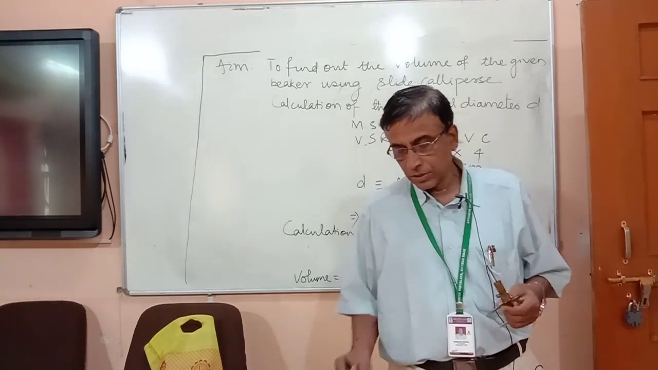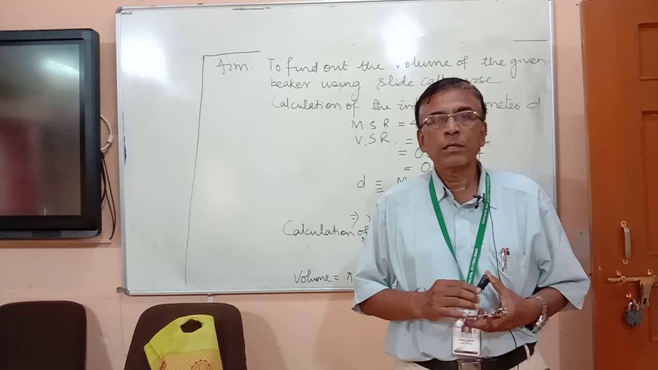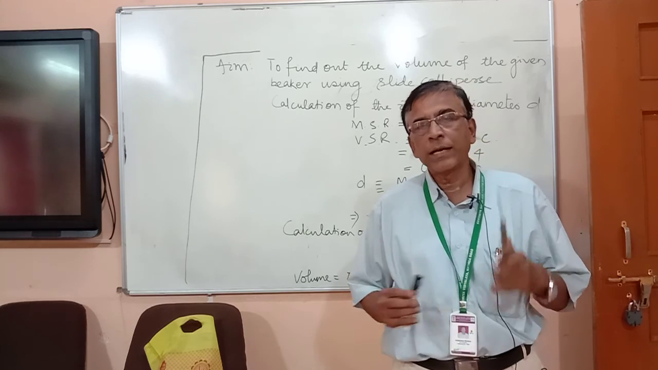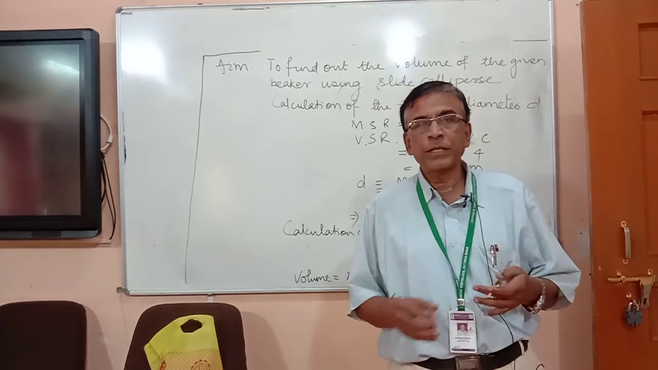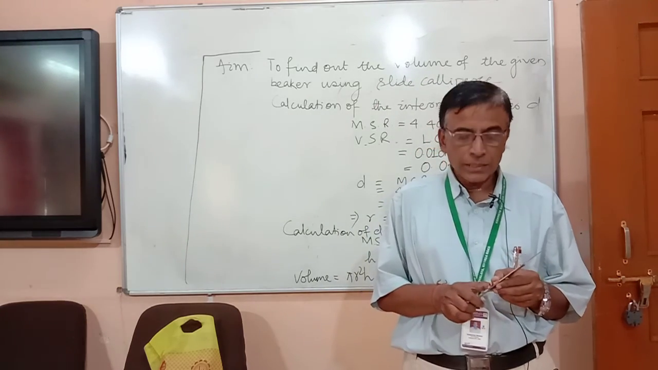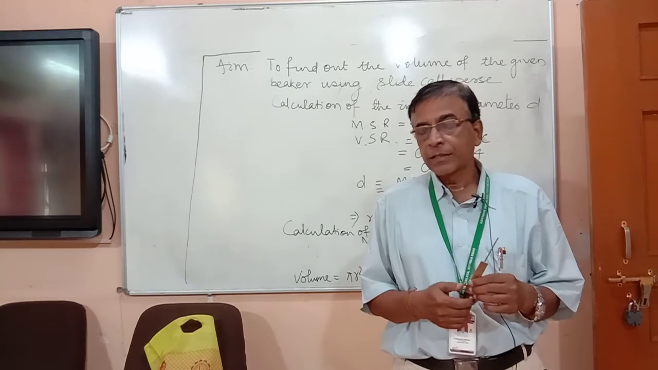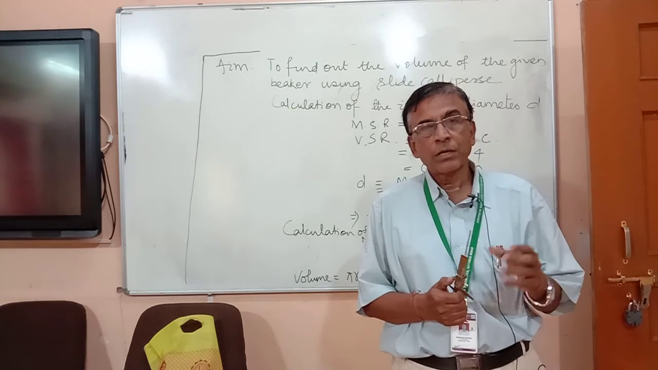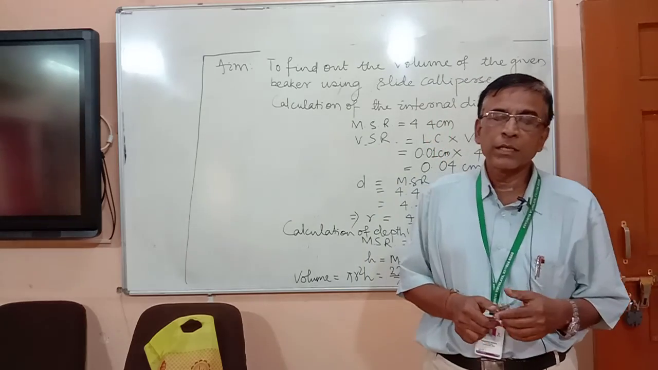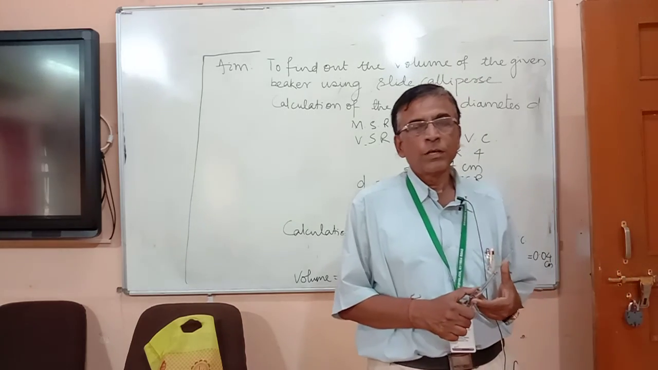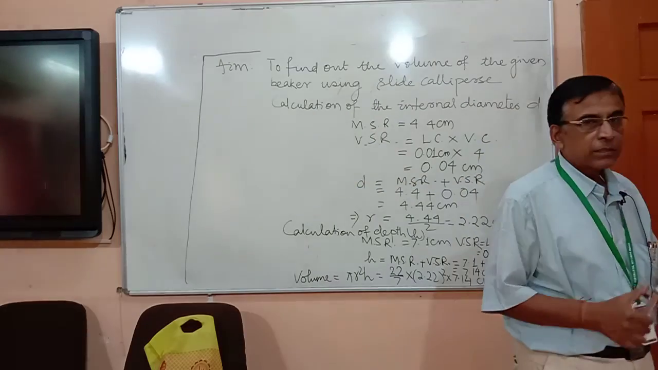So this is all about the 3 experiments using slide calipers that are in your syllabus. First you find the radius of a cylinder and volume of a cylinder, then you find the radius or diameter of a sphere and volume of a sphere, then you find the volume of a beaker. These 3 experiments we have completed with slide calipers.